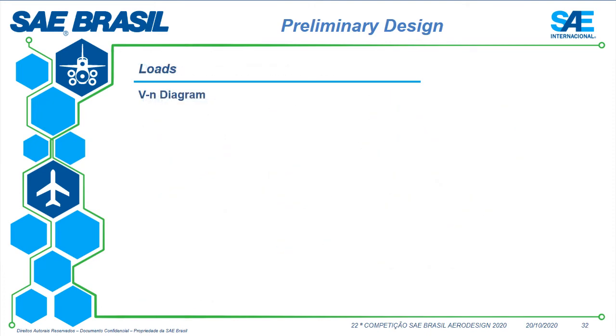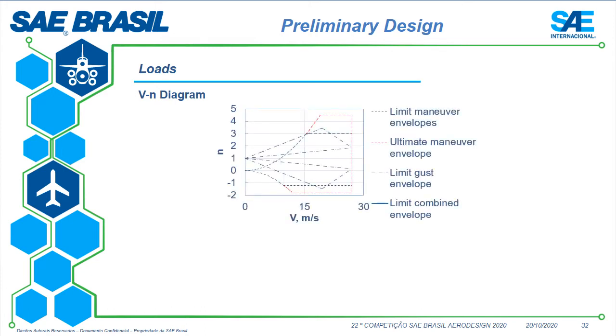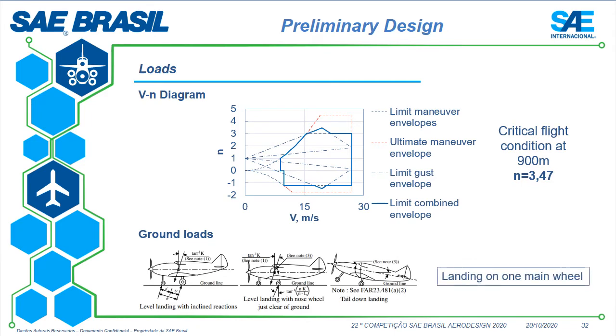To determine the critical flight conditions, an altitude of 900 meters was used to elaborate a VN diagram. A load factor of 3.47 with a speed of 19 meters per second was obtained. The ground loads were computed for the maximum takeoff weight following the Federal Aviation Regulations Part 23 for 4 landing conditions. The highest load is reached when landing on one main wheel.